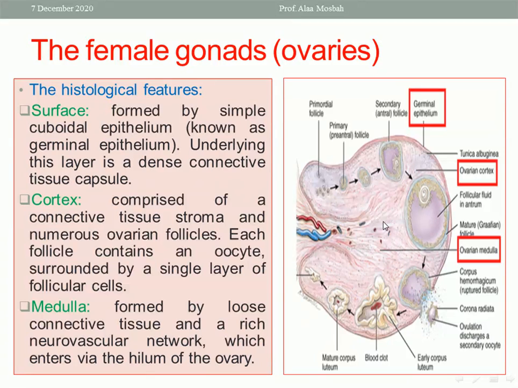Then the medulla, which is formed of loose connective tissue and rich in neurovascular network, which enters via the hilum of the ovary through the mesovarium. Okay, this is the medulla. So we have the surface epithelium, the cortex, and the medulla.